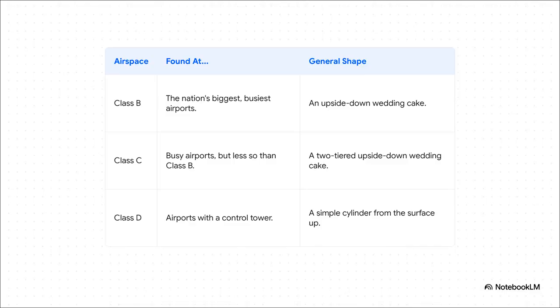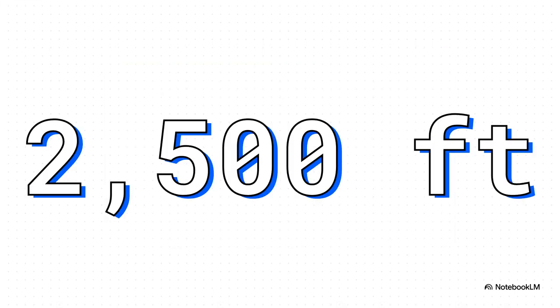Class B, that's for the giants. We're talking the nation's busiest airports like SFO or LAX. And its shape is famously called the upside-down wedding cake because it has all these layers. Class C is a step down for other busy airports with a simpler two-tiered cake shape. And Class D? Well, that's the most basic of the three. Just a simple cylinder of airspace around any airport with a tower. And just to give you a sense of scale here, that Class D cylinder usually goes up about 2,500 feet from the airport. It's a very, very defined zone, and you can't just wander into it.